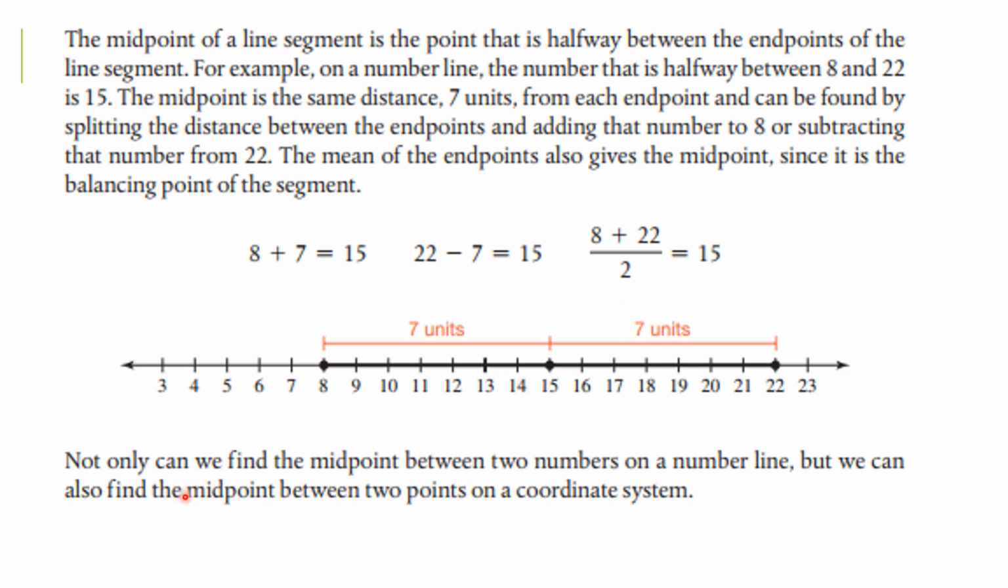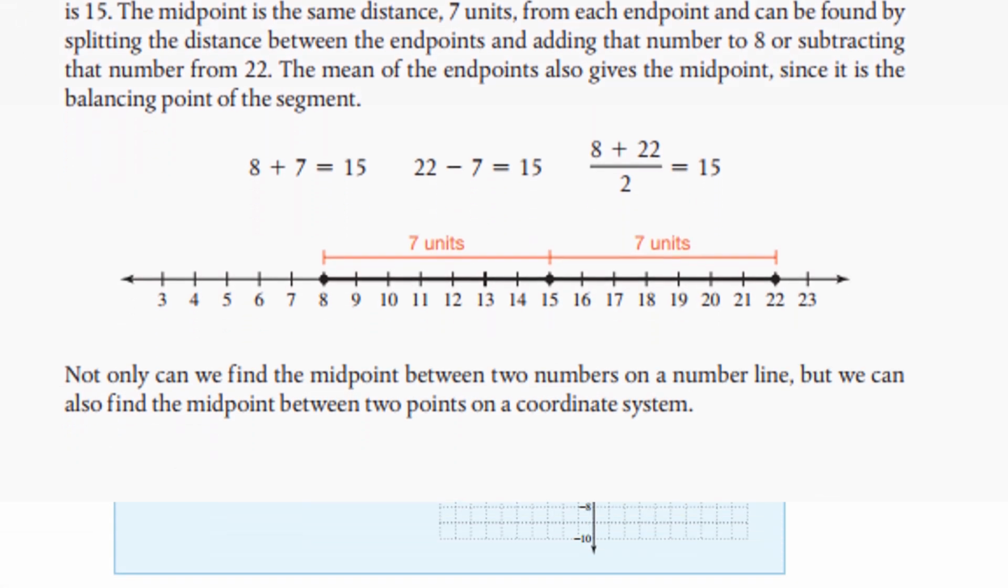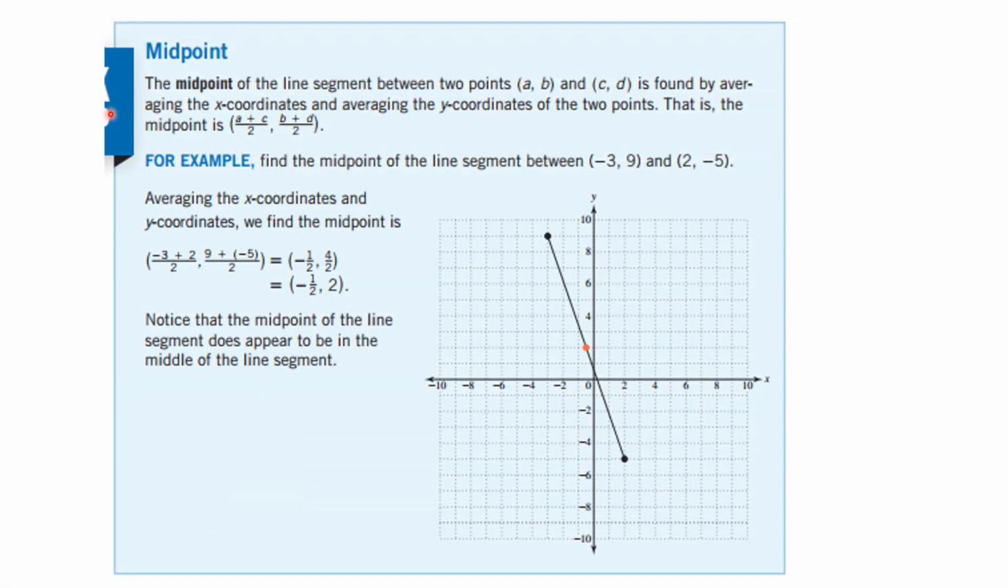Now, not only can we find the midpoint between two numbers on a number line, but we can also find the midpoint between 2 points in a coordinate system. So the midpoint of the line segment in the xy plane, between 2 points A, B and C, D, is found by averaging the x coordinates and averaging the y coordinates of the 2 points. That is, A and C were the x values, and B and D were the y values. And so the midpoint is (A plus C over 2, B plus D over 2).